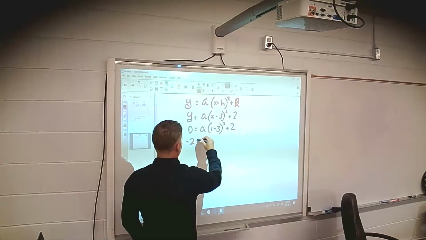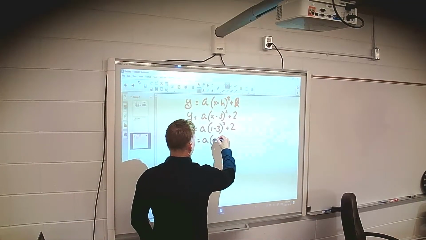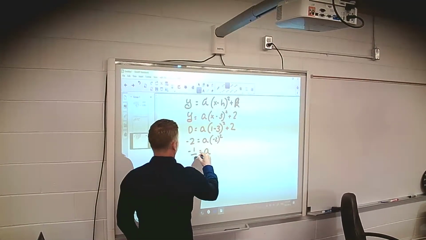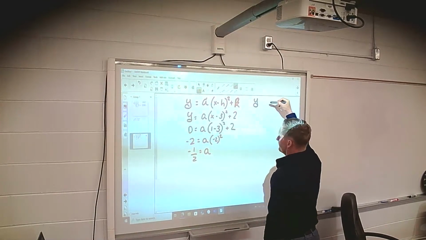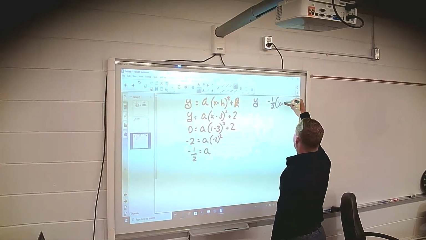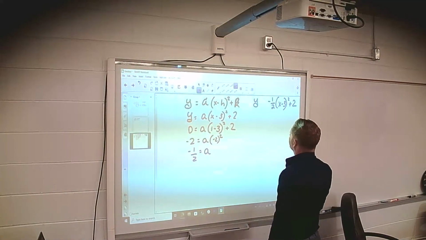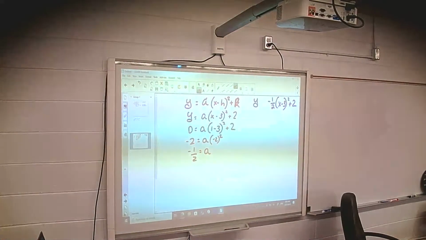Subtract 2. What is that? -2 squared. A is equal to -1/2. So the equation for it is y equals -1/2 x minus 3 squared add 2. So now all we need is the inequality for it.